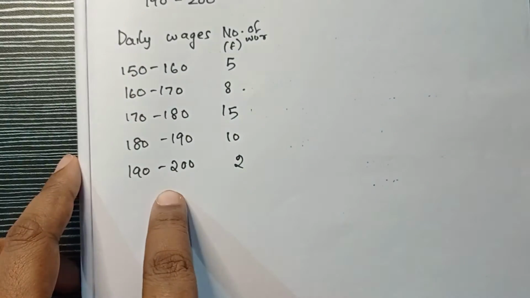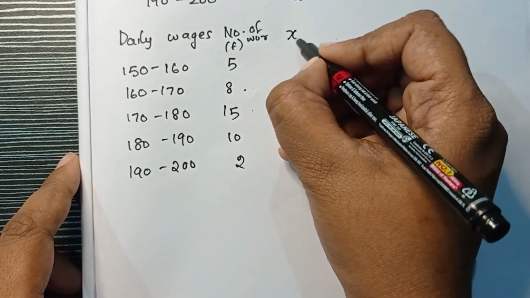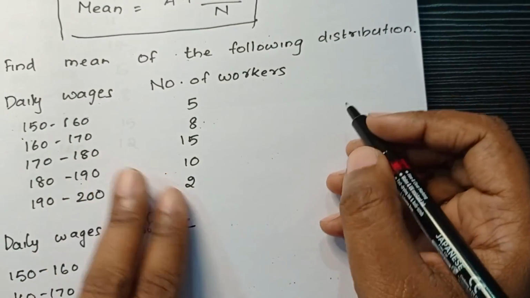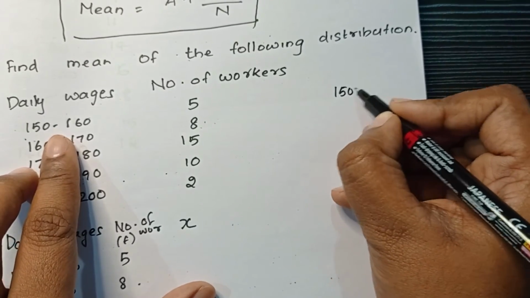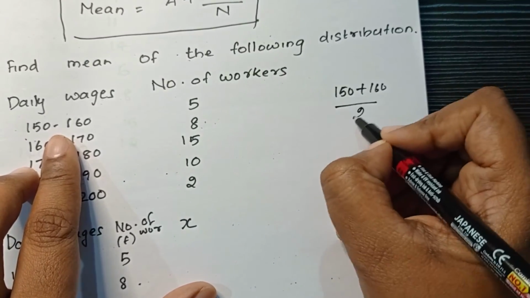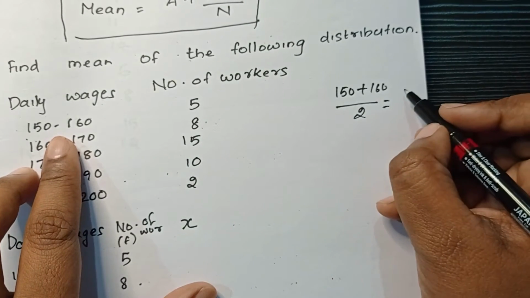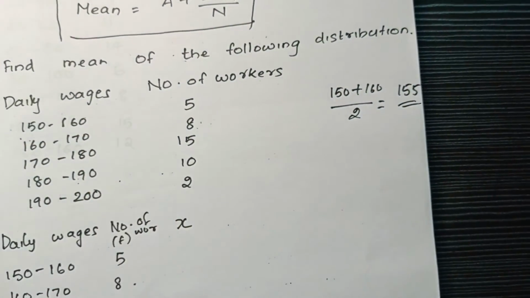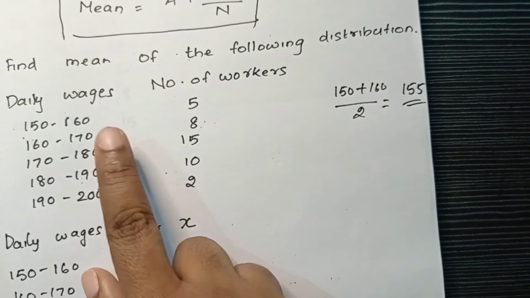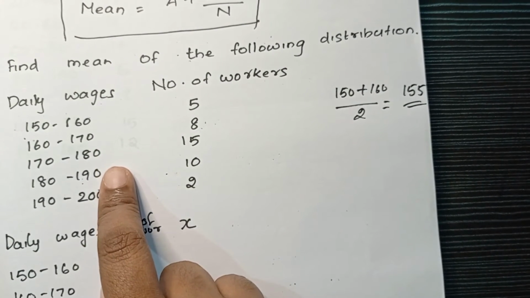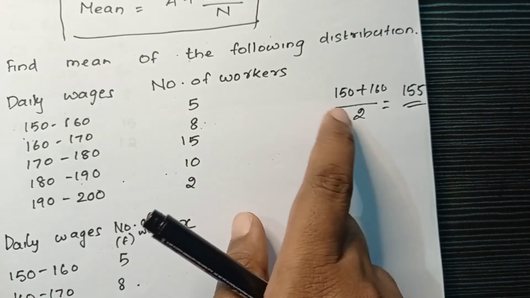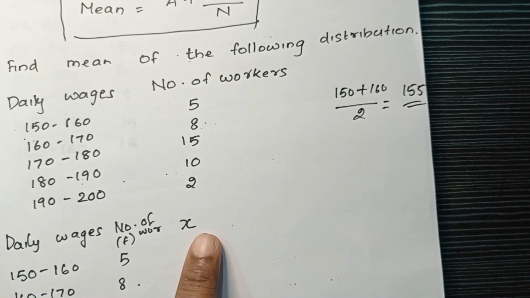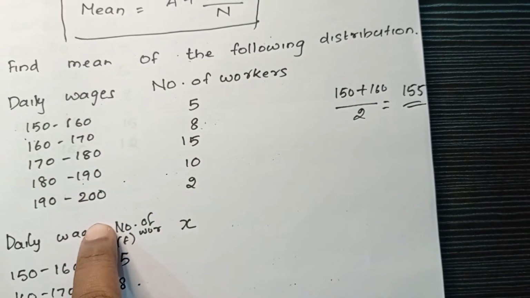Now, like I said, only a range is given, so we have to find exactly what x is. To find that, we can add these two values, 150 plus 160, divided by 2. So we will get 155. You can use your calculator to find the value. In the same way we are going to do it for all the other values. Since x is not given explicitly and only a range has been given, we cannot calculate the values just like that. So we do 150 plus 160 divided by 2 to find the value of x, and we are going to do it for all these values.